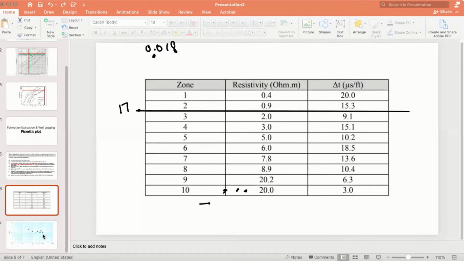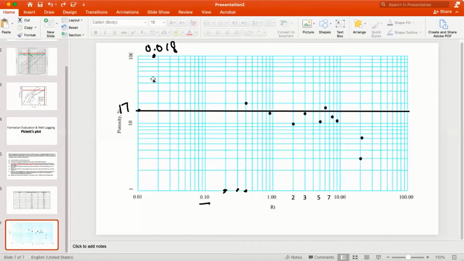Go ahead and find 20. All right, 20 is here. This is 10 and this is 20. So the intersection between them is the point. And so forth, we plot all the points from the table here.